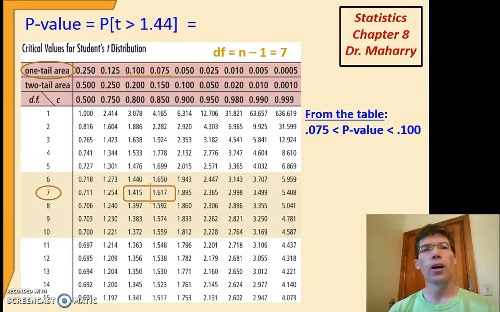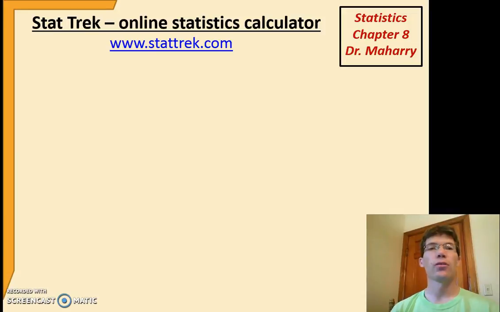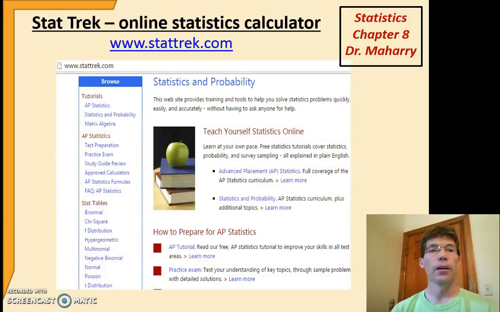Now, when you're working on the homework, oftentimes they ask for that exact p-value. Okay, so there's a couple of resources you could use to find the p-value exactly. One is this website I've referred to earlier, stattrek.com. It's got a bunch of online statistics calculators and statistical tools. And if you go to stattrek.com, it looks something like this. And notice down the left side, there's all sorts of options. There's some tutorials, a lot of AP statistics stuff.